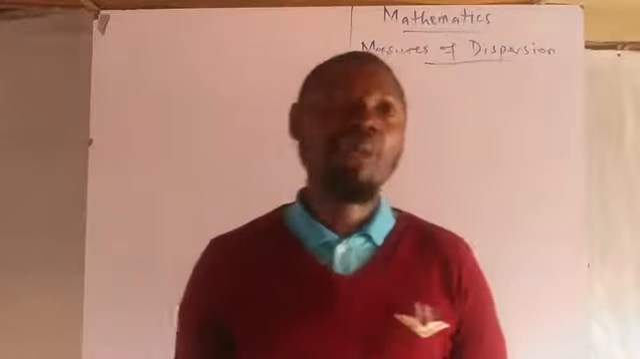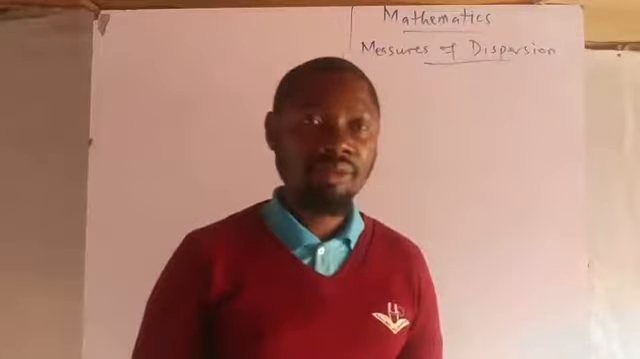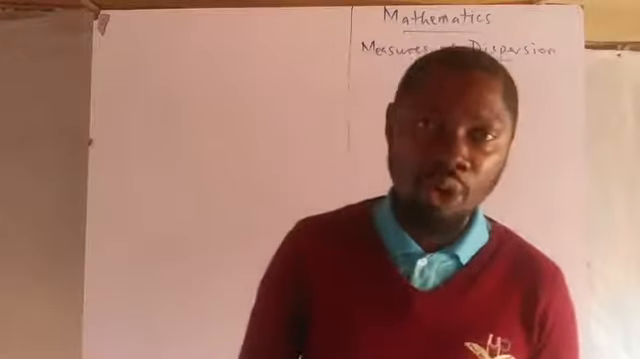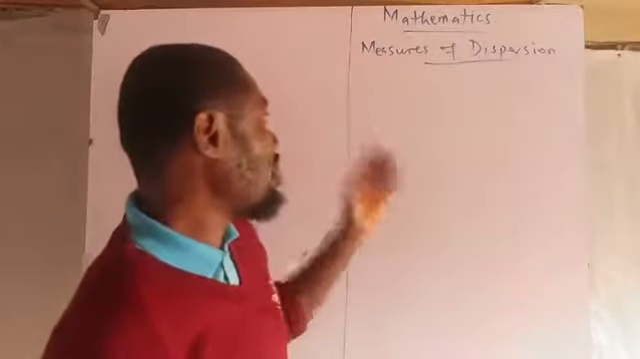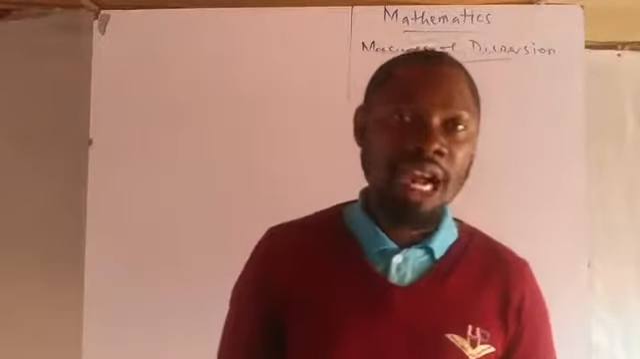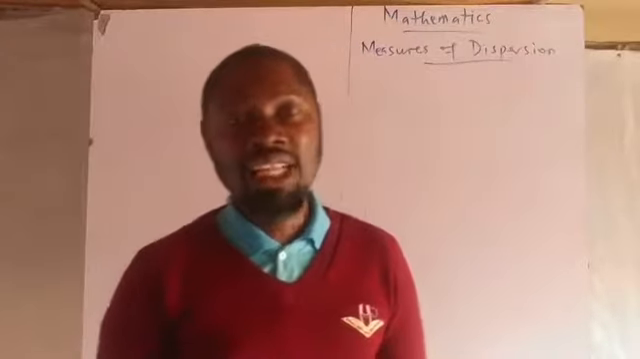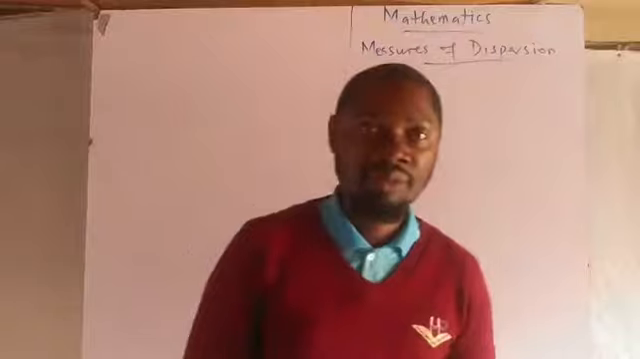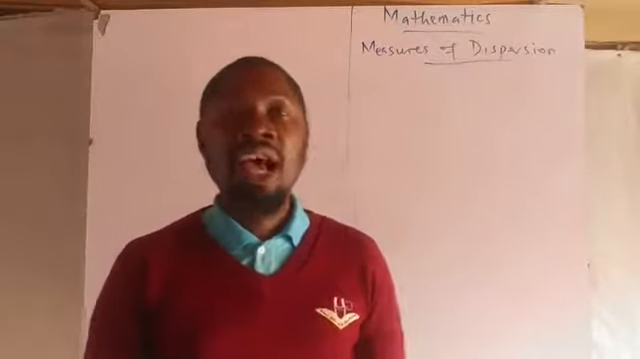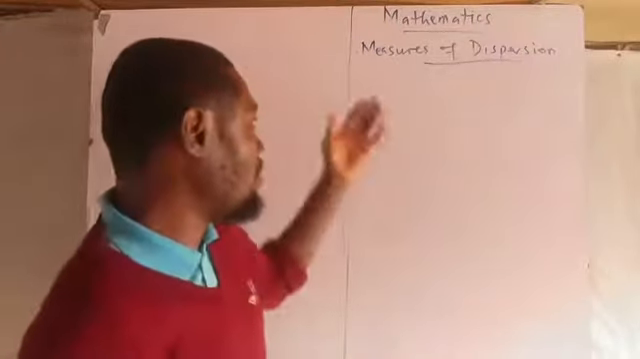In the previous slide, we talked about the one that has to do with position, the central tendency, and we talked about the mean, mode, and median. Today, we are looking at measures of dispersion, and this includes the range, the quartiles, deviations, variance, and standard deviation. So we'll be treating these different parts of the measures of dispersion.